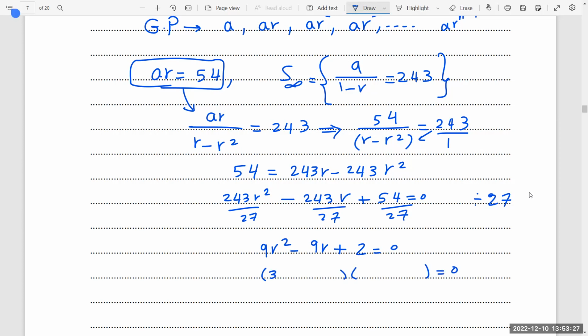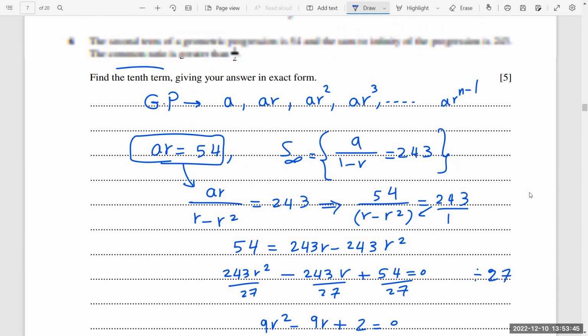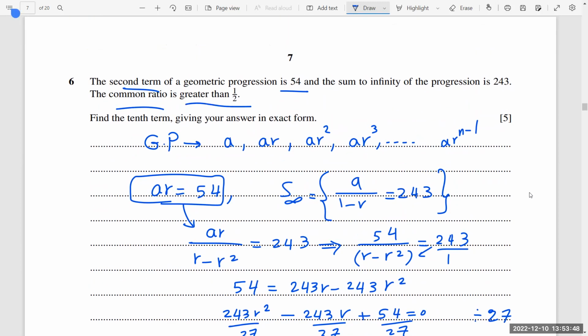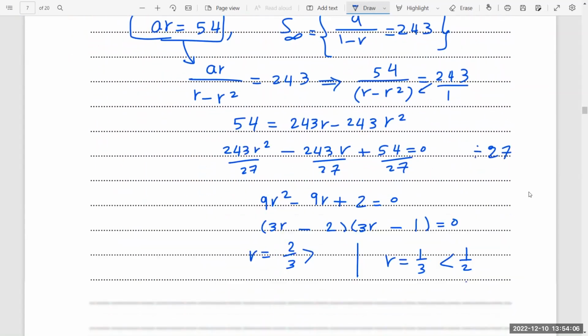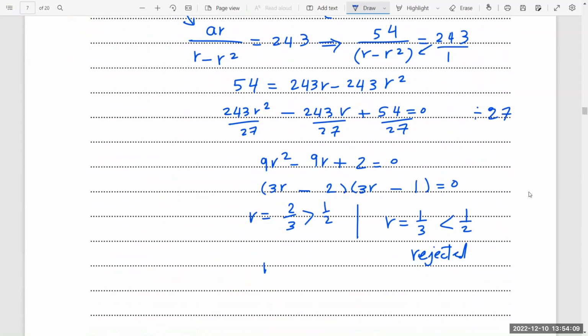The 9R squared is 3R times 3R. And the 2 is 2 times 1. I multiply the 2 anywhere. I want the middle term to be negative 9, so I have negative 6R and negative 3R. Now I have a condition on the value of R, the common ratio greater than half. So I get 1/3 from this. The R here is 1/3, which is less than half. This is rejected. And the R here is 2/3, which is bigger than 1/2. It's okay. So R is equal to 2/3.